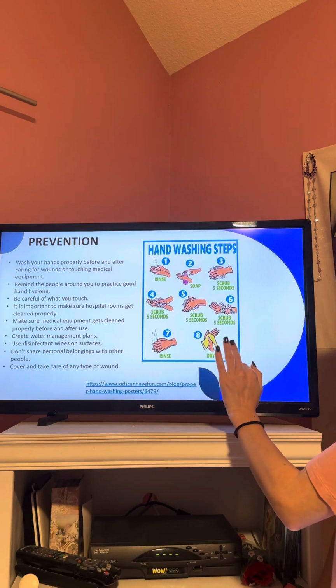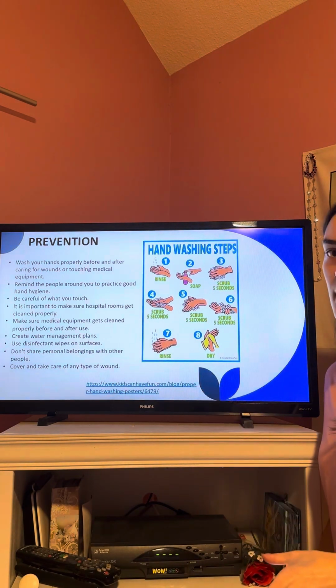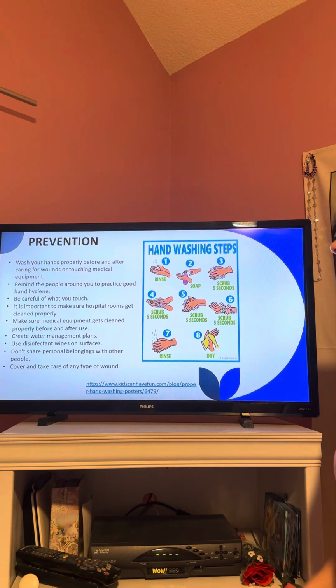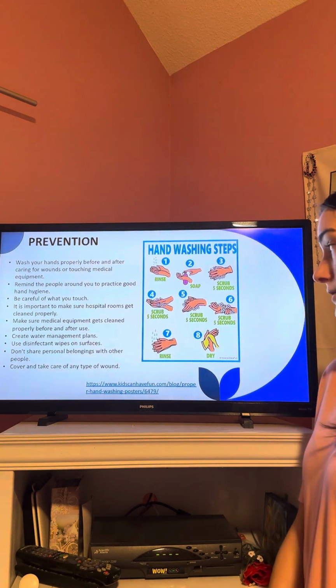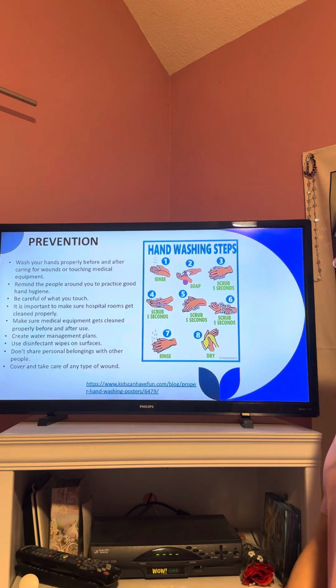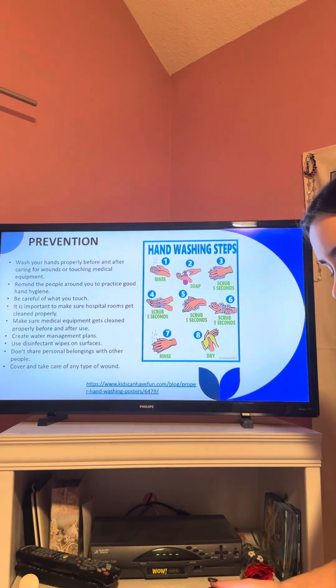Now, this picture explains a specific way to wash your hands, and a good way to wash your hands. First, you need to rinse your hands, then put the soap on there, scrub for a long time, and make sure you get every area of your hand, fingertips, in between and all, and then you dry. And that is all.